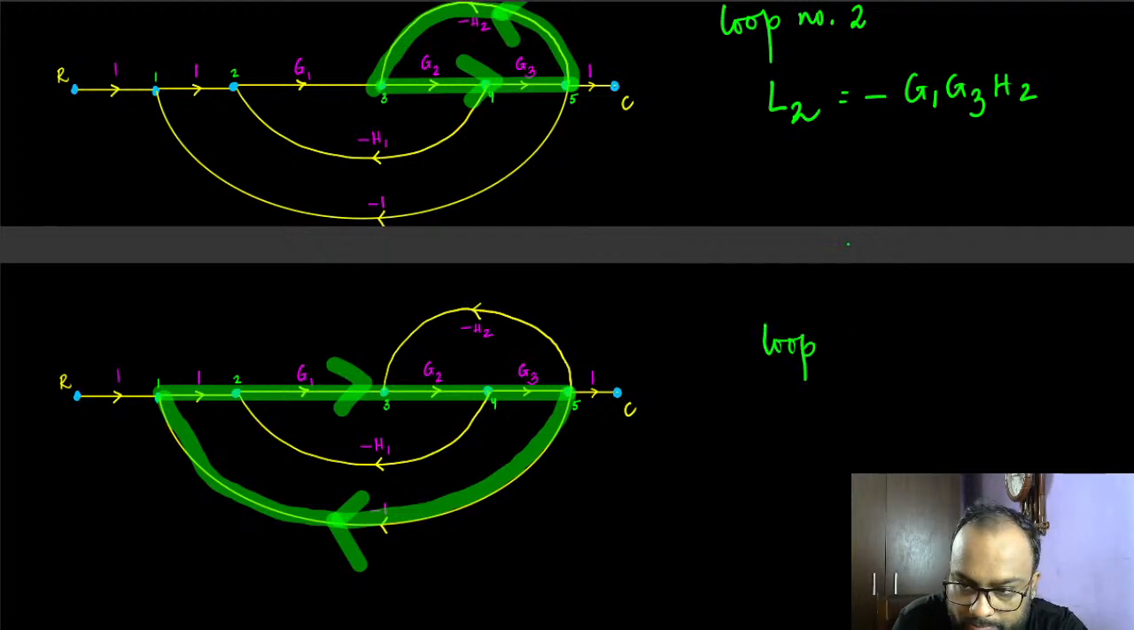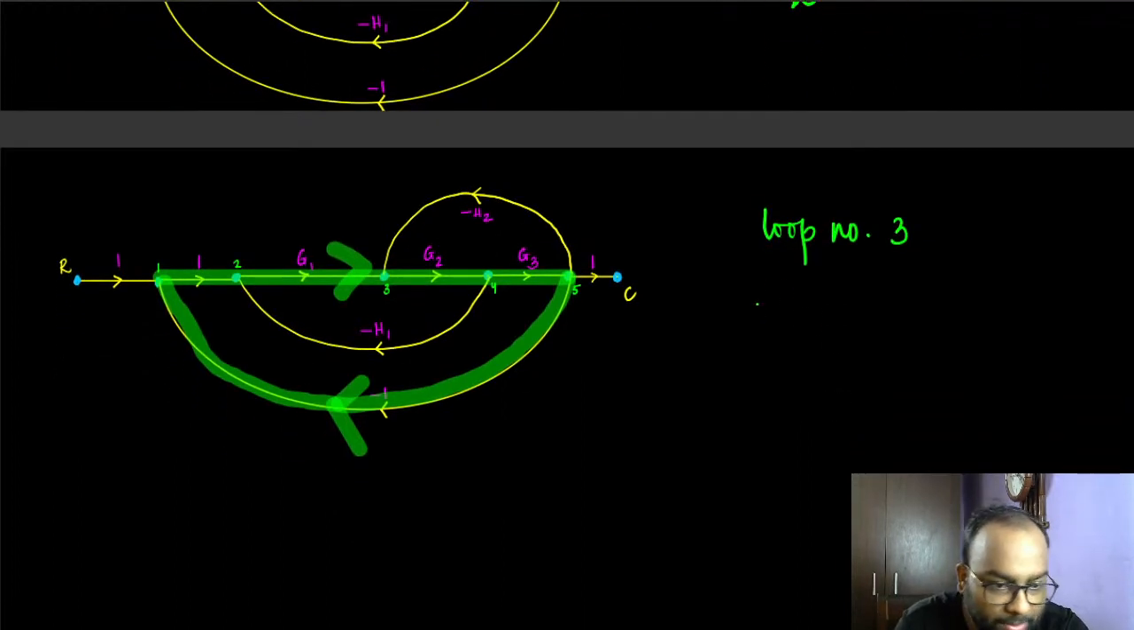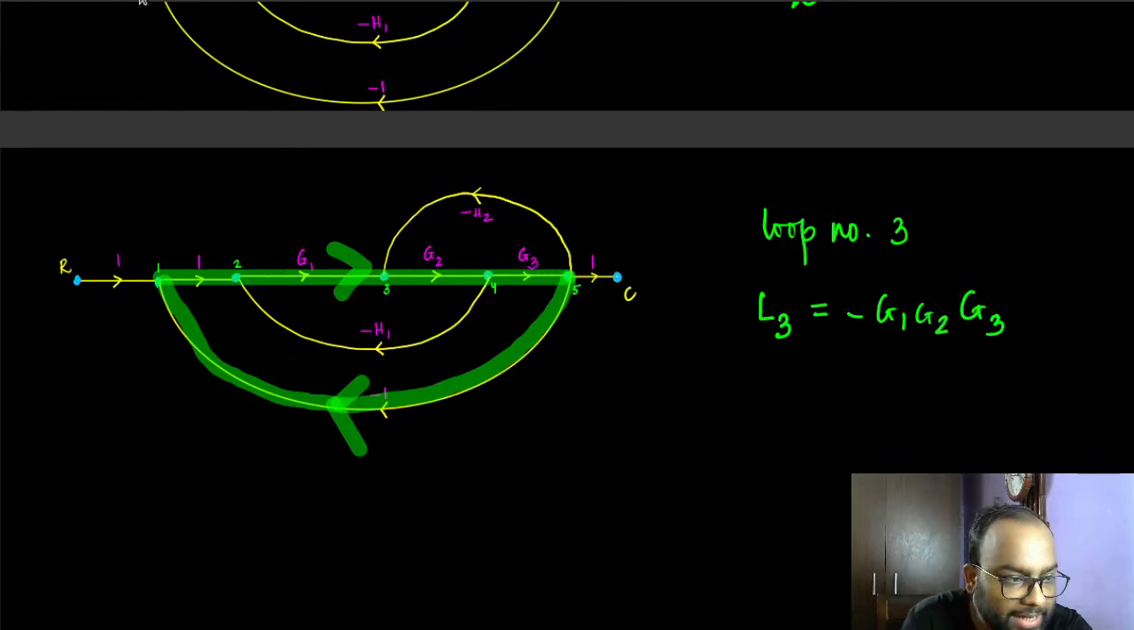Loop number 3. Yes, you people have already gotten the correct answers. Loop number 3 has a total loop gain of, what is the loop gain here? You see there is a gain of 1, then G1, G2, G3, and then there is a minus 1. So 1 times G1 times G2 times G3 times minus 1. So this is minus G1, G2, G3. That's the entire gain of this loop.